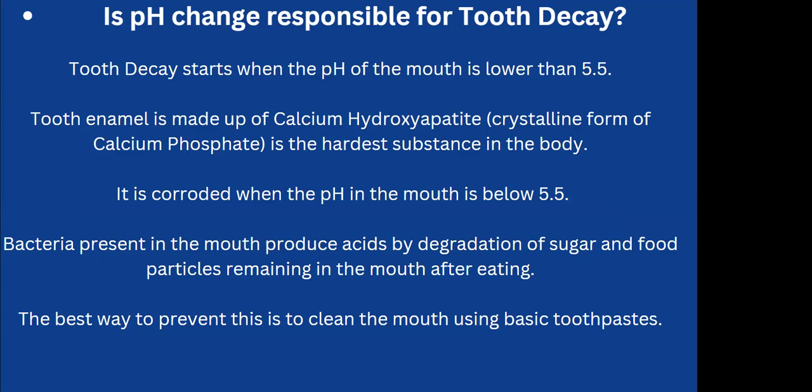The upper layer is tooth enamel, which is a crystalline form of calcium phosphate, the hardest substance in the body. It gets corroded below 5.5 pH.